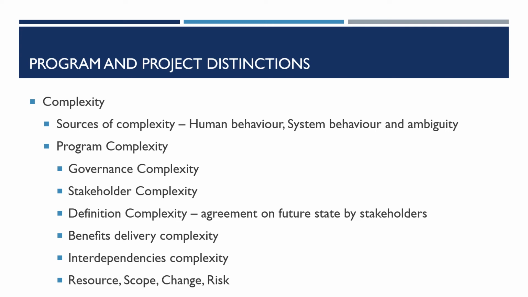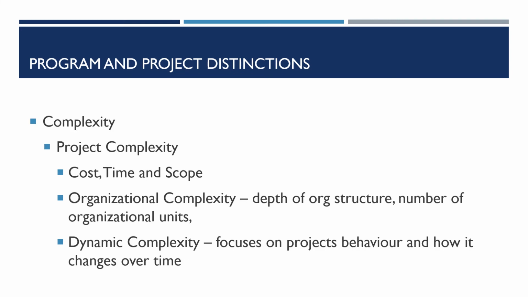So the benefit sponsors and you have component stakeholders, right? So the complexity of the communication among the stakeholders is increasing. There is a definition complexity, right? Getting agreement on the future state by the stakeholders. Then benefit delivery complexity and interdependencies we discussed, right? Resource, scope change, and risk are also available in the project. Project complexity mainly deals with cost, time, scope, and quality.